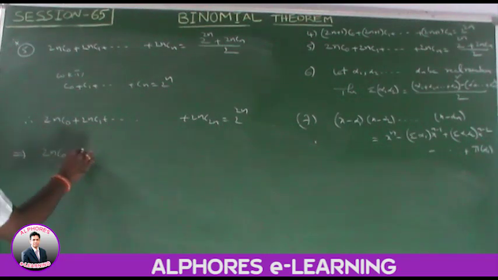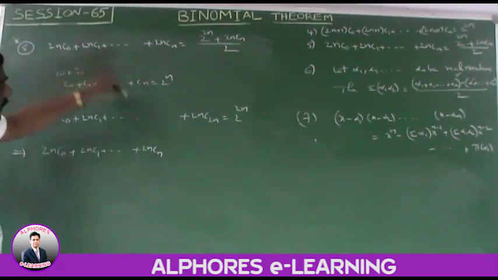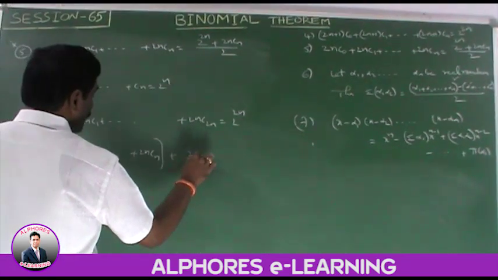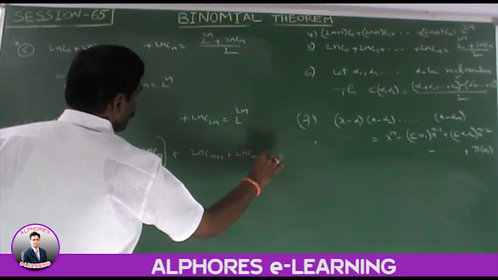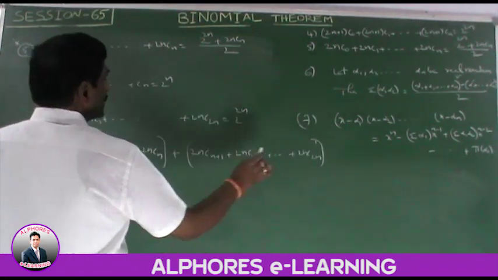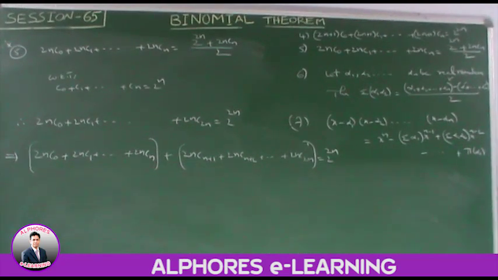2n C0 plus 2n C1 plus so on 2n Cn. The required value is up to this value only, so I separate this value. Plus what is the next term? 2n Cn plus 1 plus 2n Cn plus 2 so on 2n C2n. This value is equal to 2 power 2n. Any doubt in this value?